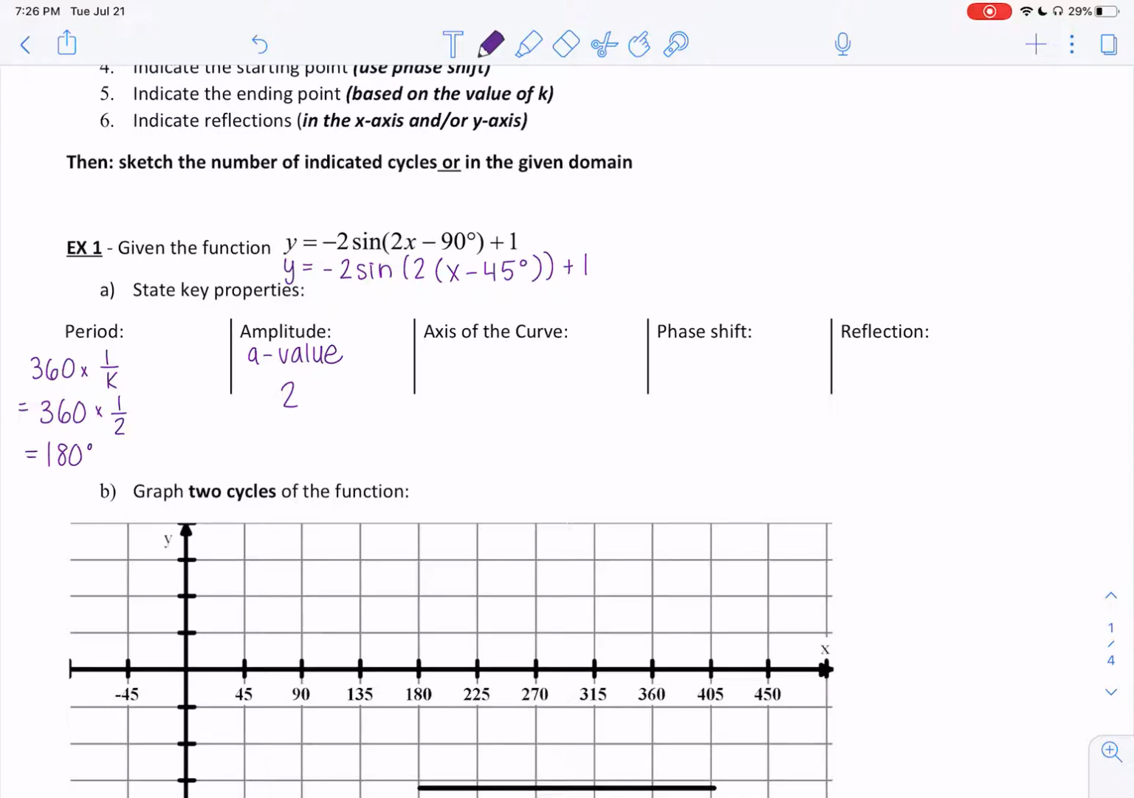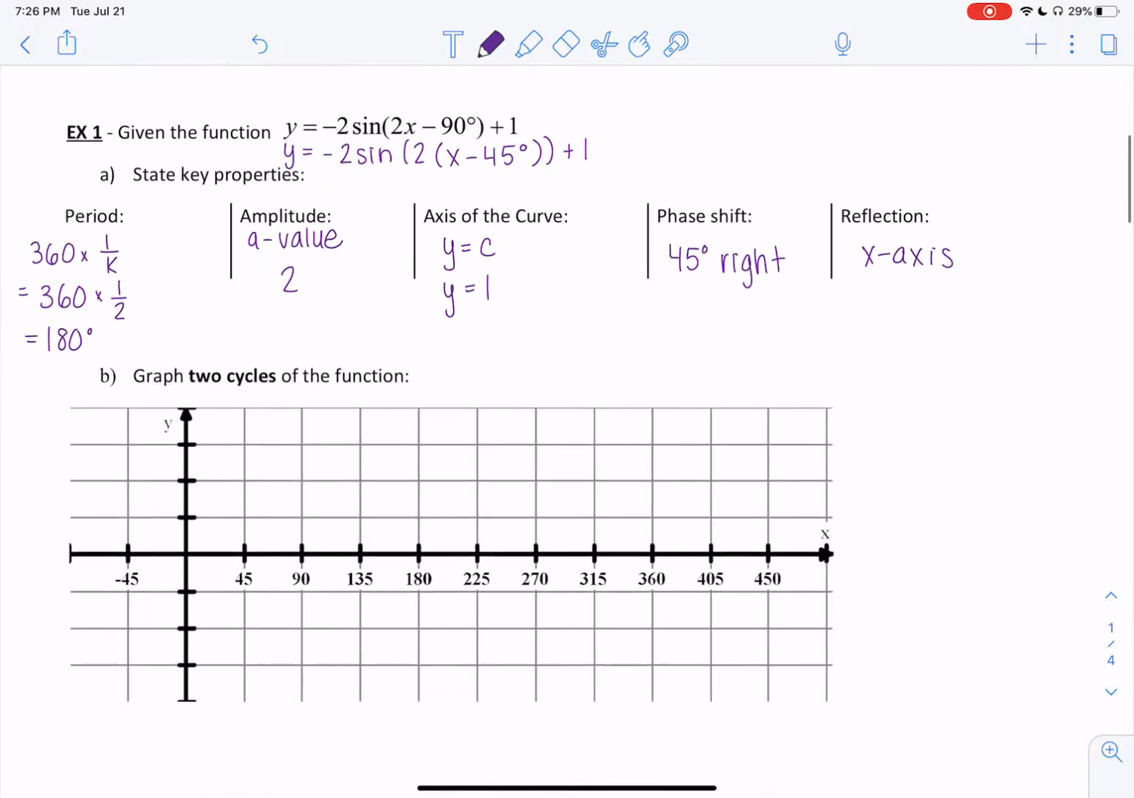Next is the axis of the curve. So our axis of the parent function is at 0, and then our C value brings our axis up or down. So our axis of the curve is always y equals c, and in this case, our c value is 1. Next is our phase shift. In this case, we look at our d value, and we've moved 45 degrees to the right. And how I know it's to the right is because d appears negative in the equation. And finally, we want to see if we have a reflection, and because of that negative in front of the 2, we have a reflection in the x-axis.